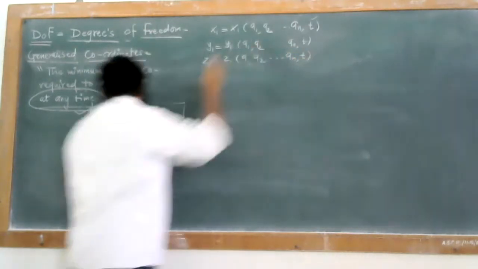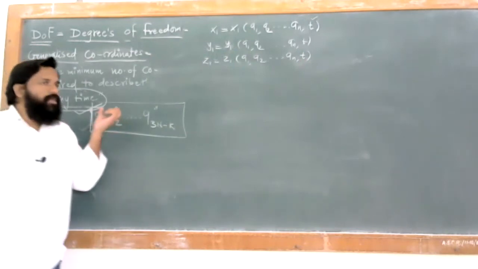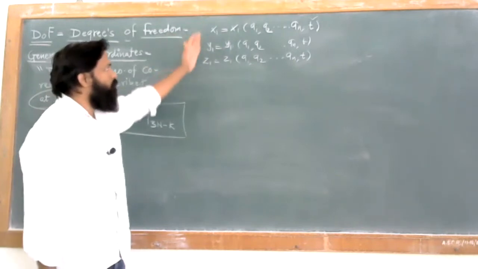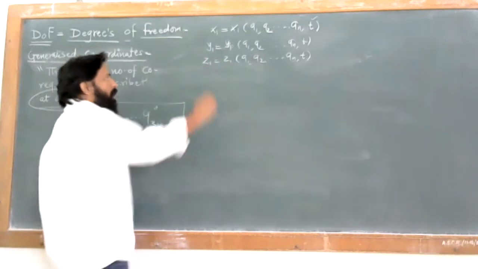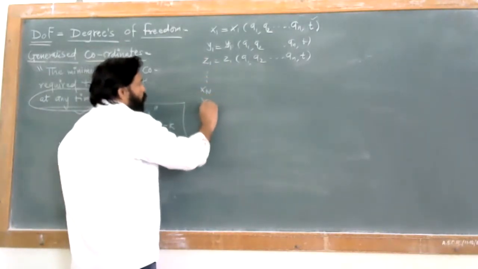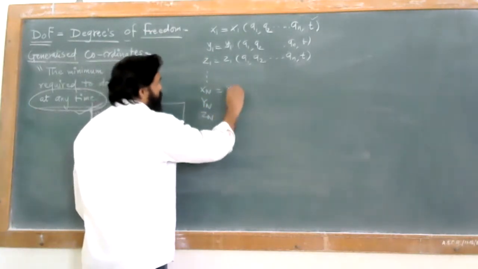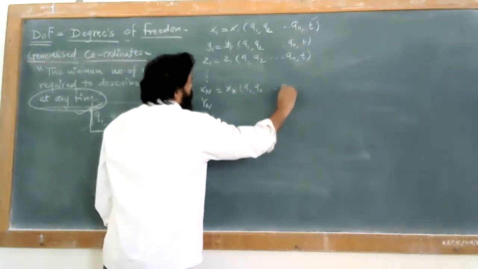You can express these new coordinates, that is nothing but the generalized coordinates, independent coordinates, in terms of your old coordinate system. So this is x1, y1, z1, then we can have x2, y2, z2. Like this, you can write that for xn, yn, and zn. So what is xn? xn is nothing but xn of q1, q2 up to qn, t.